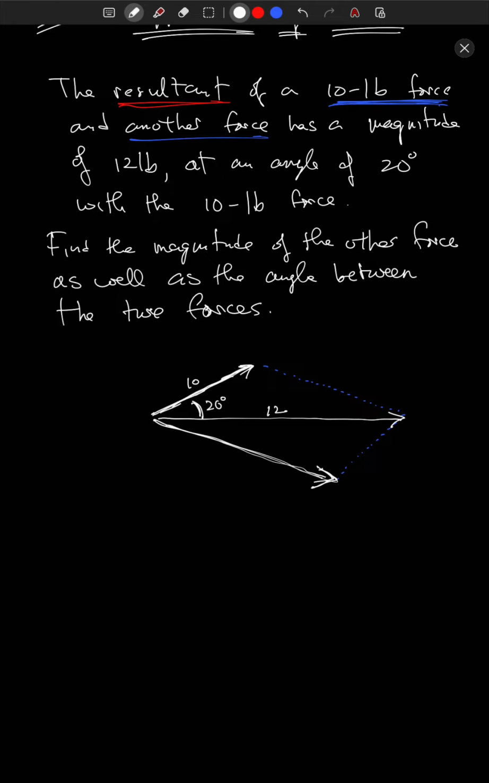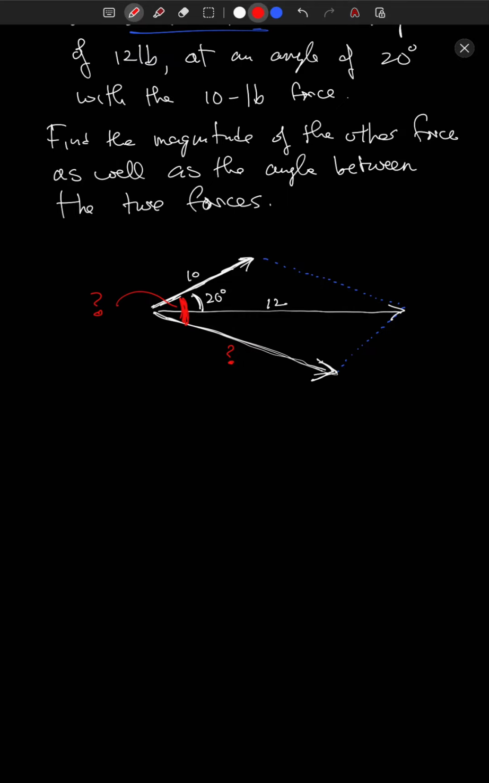Okay, so find the magnitude of the other force as well as the angle between the two forces. So the magnitude of the other force, the other force would be this one right here. So we want to know the magnitude of this force, and we want to know the angle between the two forces. So that would be this full angle right there. So those are the two bits of information that we need to figure out for this problem.